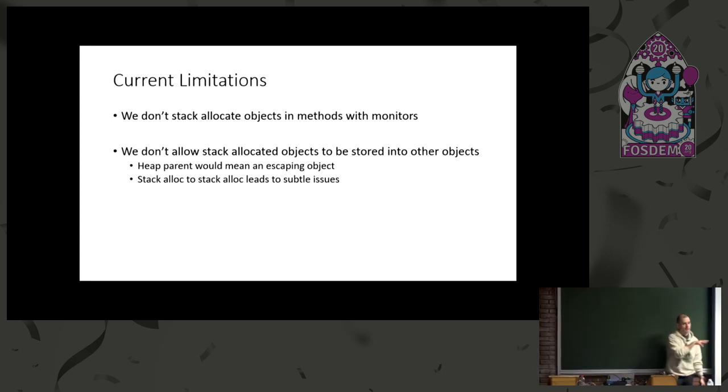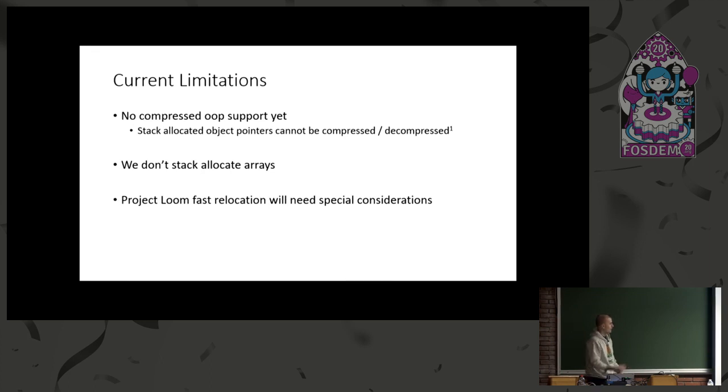We do not allow stack allocated objects to point to each other. Obviously a heap parent would mean escaping, so that's handled by escape analysis, but stack allocated to stack allocated is not allowed at the moment. There are ways to resolve that, but right now we don't do it. We don't have compressed oops support yet. This is mainly because you can have a merge point, with a heap object on one side and a stack allocated object on the other. It goes to an encode-p, gets stored as a compressed pointer in the stack. Well, compressing a stack address doesn't work because you cannot guarantee that the address range will be within that 32-bit space.